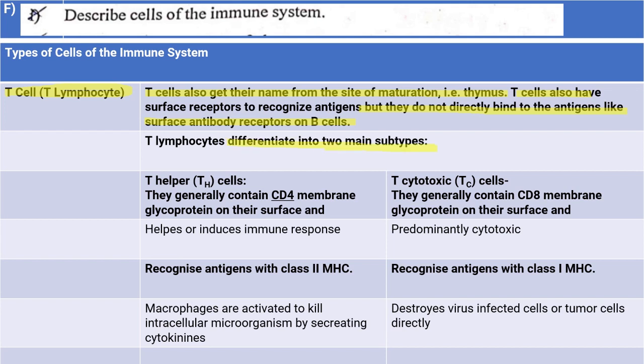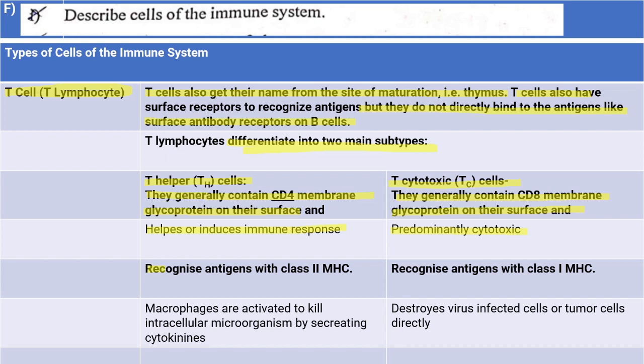यहाँ पे दो main type में T lymphocyte divided है: T helper cells and cytotoxic T cells. The T helper cells contain CD4 membrane glycoprotein on the surface, while cytotoxic T cells contain CD8 membrane glycoprotein on the surface. ये दोनों का differentiating factor है, helper T cell and cytotoxic T cell. Helper T cell helps or induces the immune response. ये induce करते हैं immune response, while cytotoxic T cells are predominantly cytotoxic.